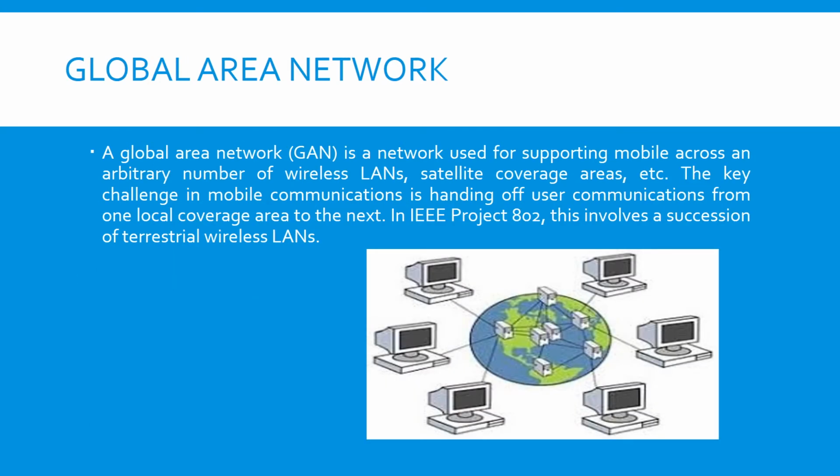Then we have a global area network. The global area network is used for supporting mobile across an arbitrary number of wireless LAN satellite coverage areas. So we can connect a particular LAN, with the help of satellite, around the globe. So that is why it is known as the global area network, and it is a type of 802, that is the Wi-Fi project, which has been working in the wireless LANs.